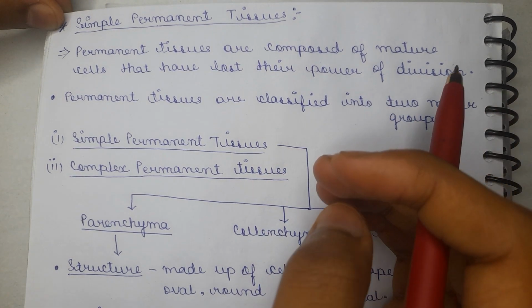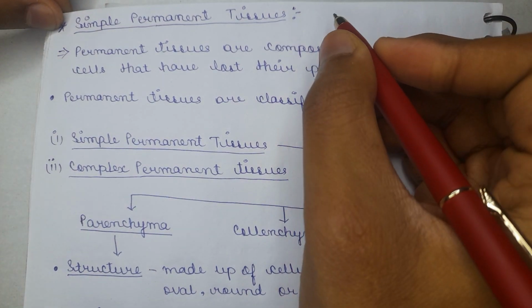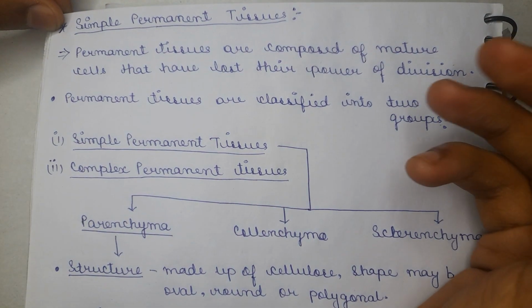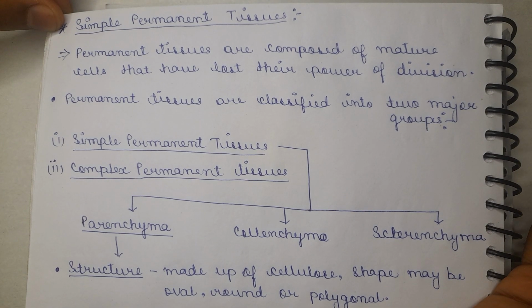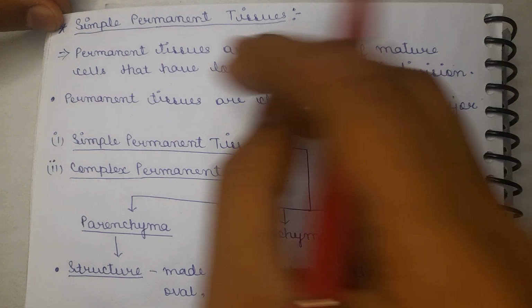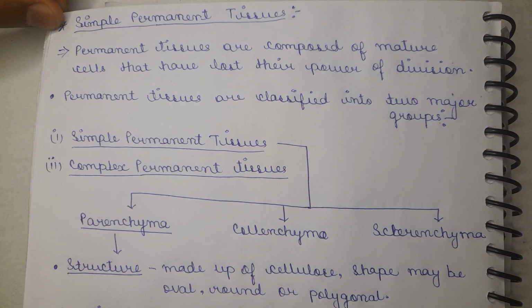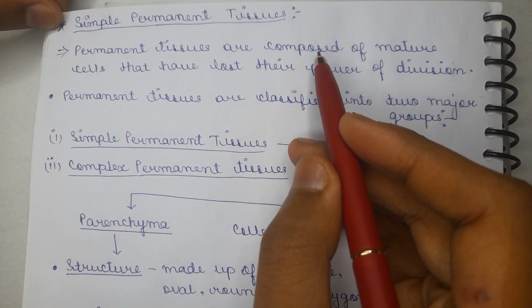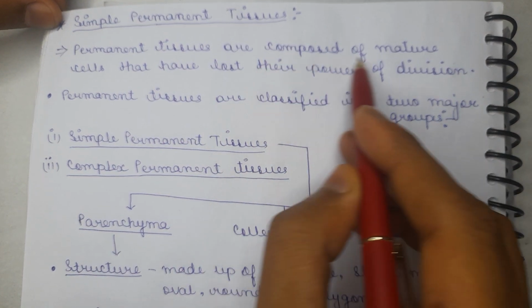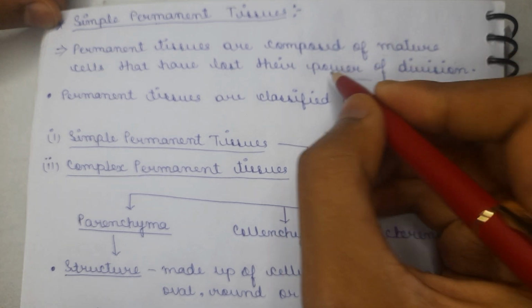A flower cannot change into a leaf, and a leaf cannot change into a stem. Therefore the component tissues of a flower and leaves are permanent, and they do not change or differentiate. First of all, what are permanent tissues made up of? They are mainly composed of mature cells that have lost their power of division.